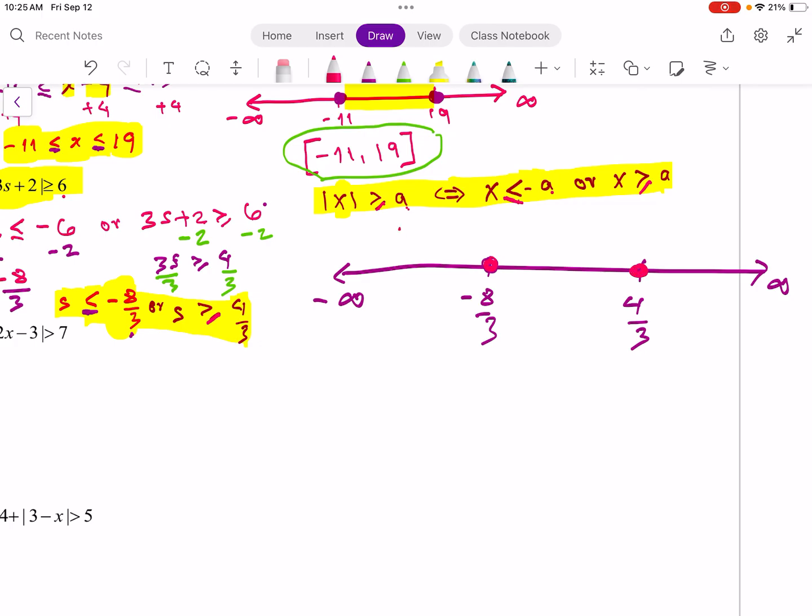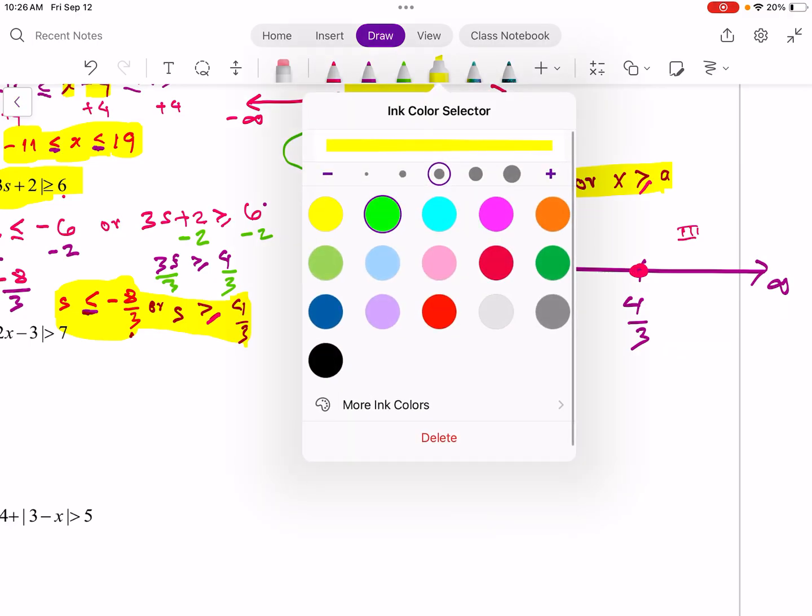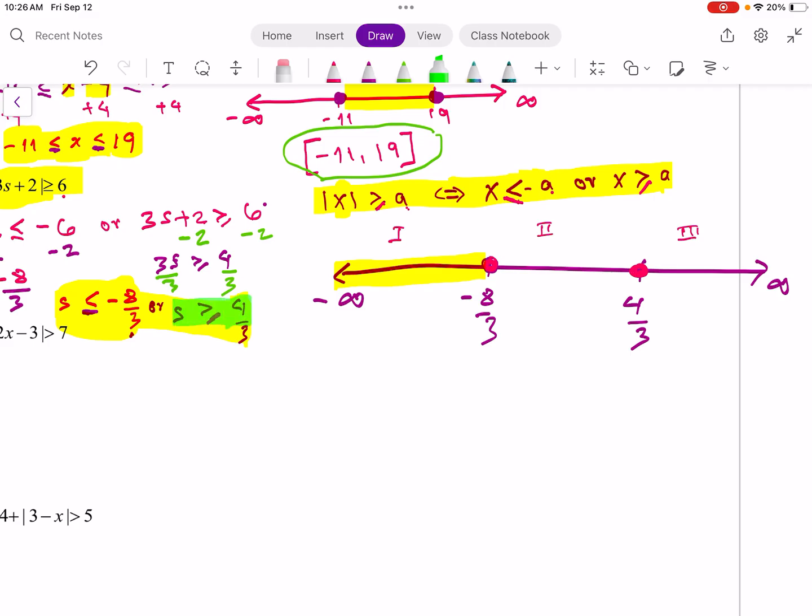So we have 3 parts. Now where do we find a number which is less than negative 8 over 3? In which part? Part 1, right? So every number on the left is a solution. Similarly, where do we find a number which is greater than 4 over 3? On the third part, every number on the right of 4 over 3. Now, these two, the yellow region and the green region, these two are the solution.